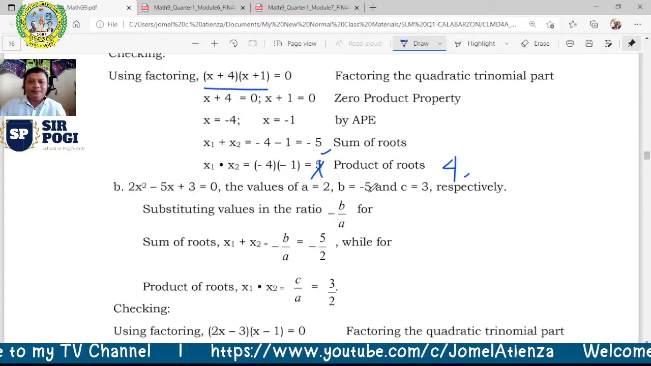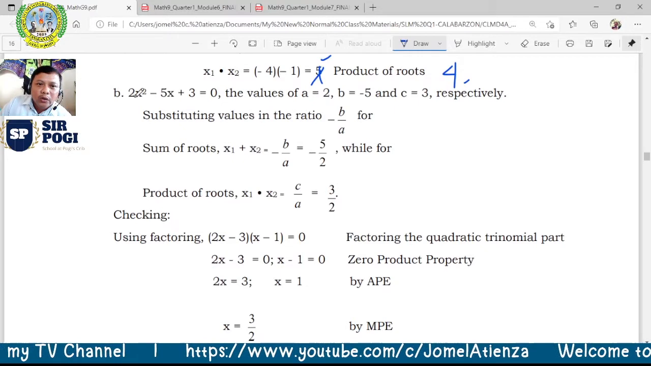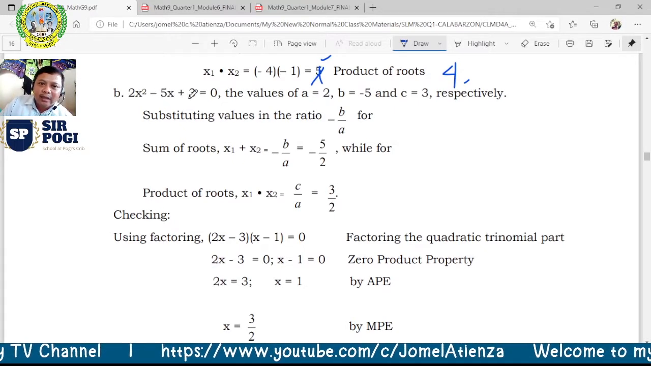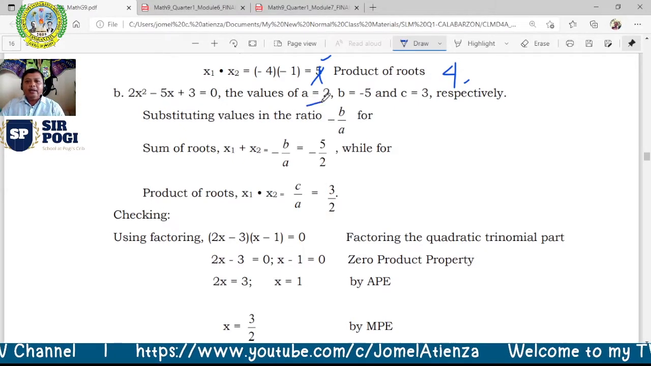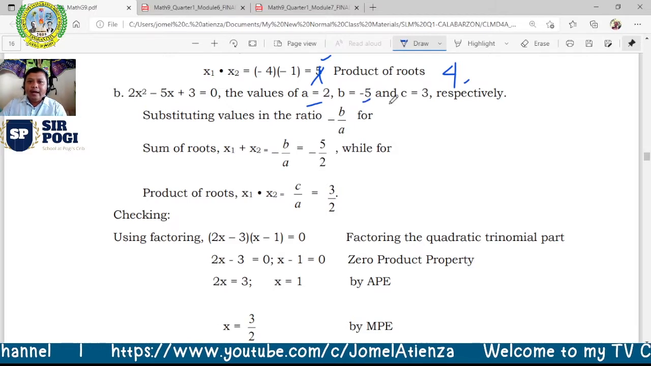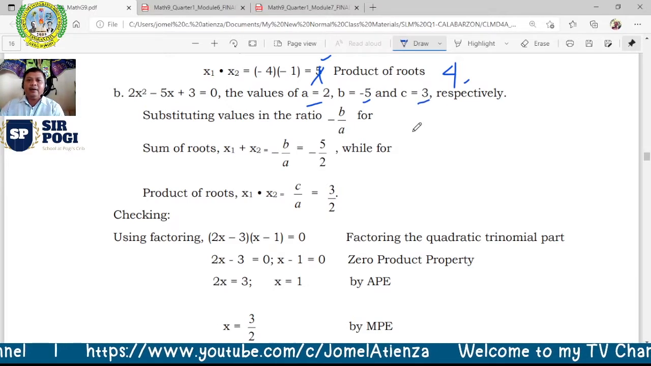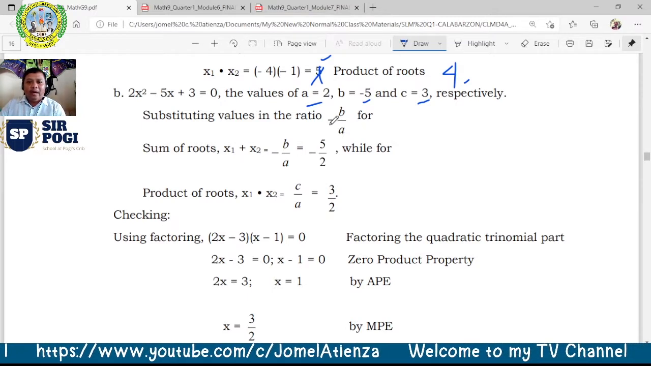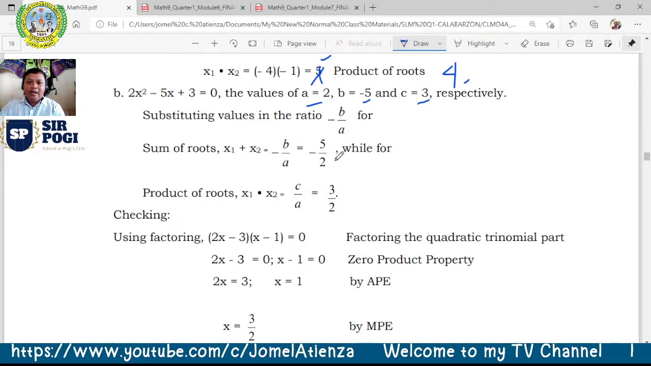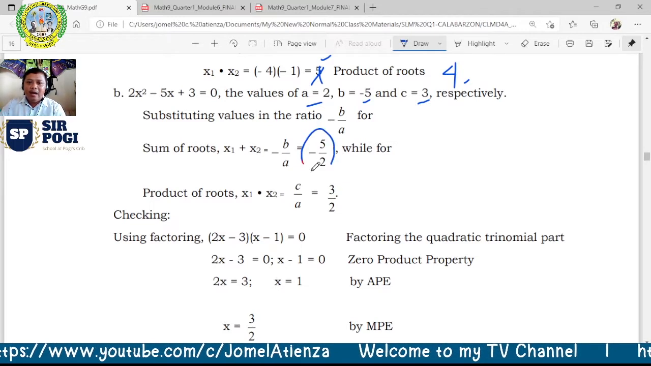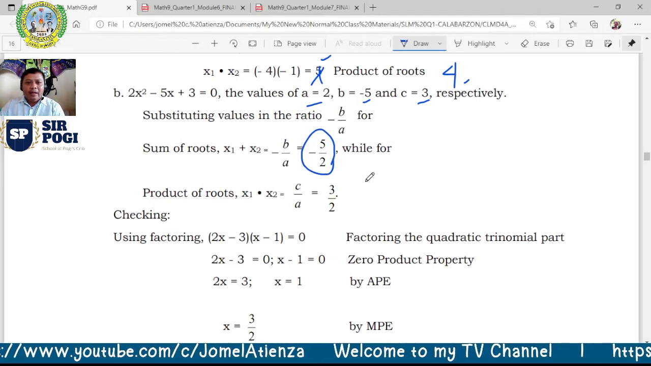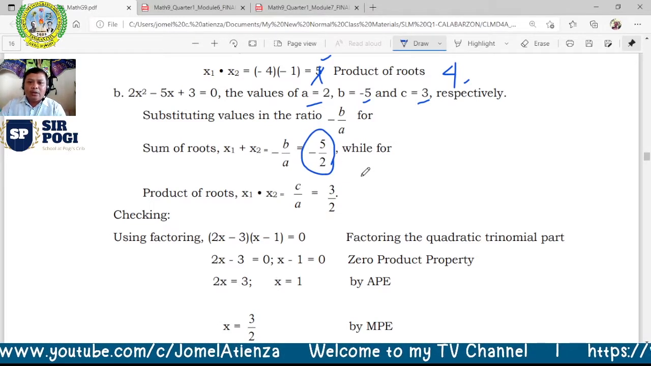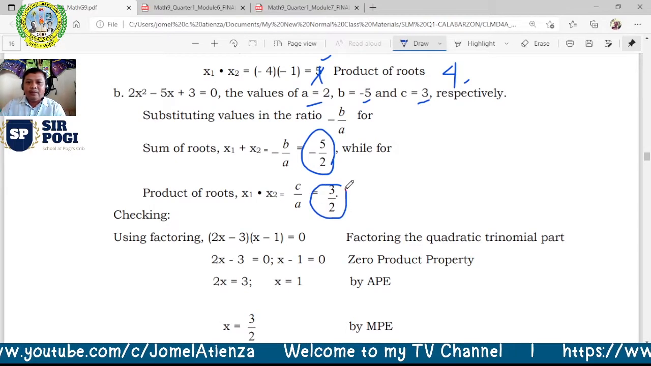So, yan. Another one. 2x squared minus 5x plus 3 equals 0. So, a is equal to 2, b is negative 5, and c is 3. Okay? To get the sum, we have negative b over a. So, negative 5 halves. And to get the product of the roots, so we have 3 halves.